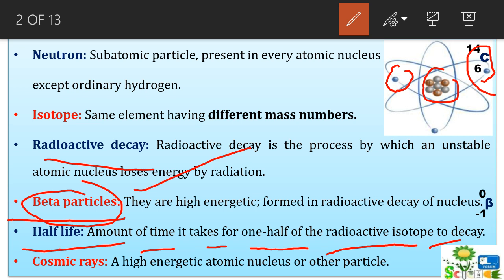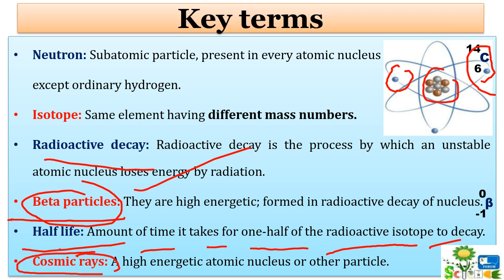Earth always receives high energy atomic nuclei or other high energy particles from the sun's radiation. These are called cosmic rays. These are some of the important terminologies which we require for understanding the carbon dating process.